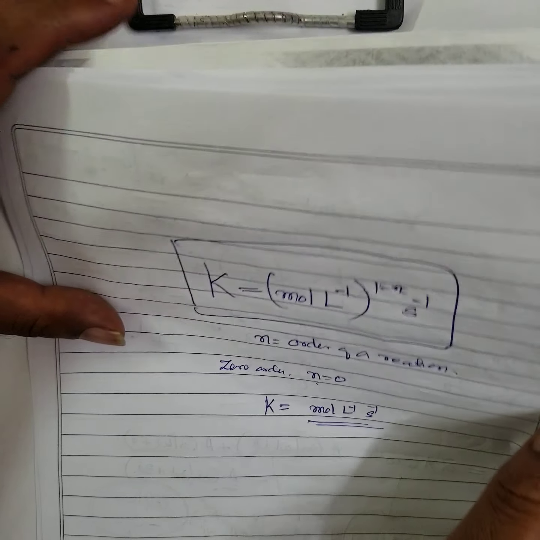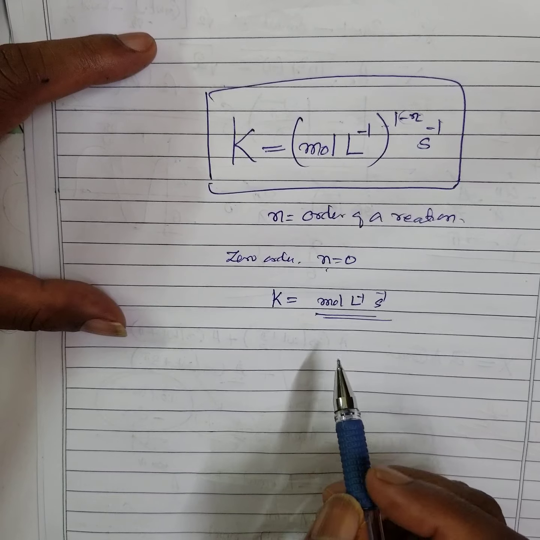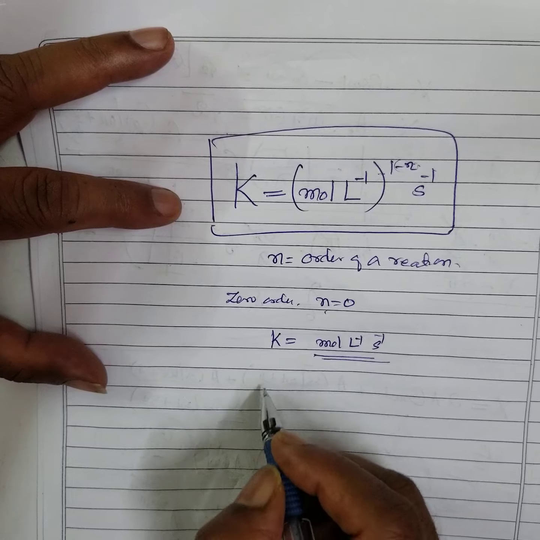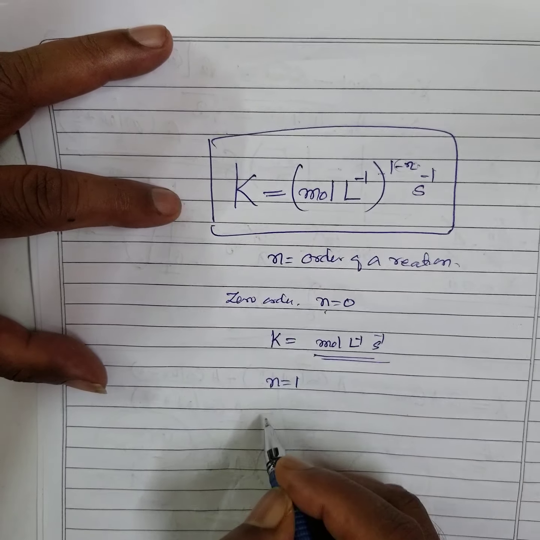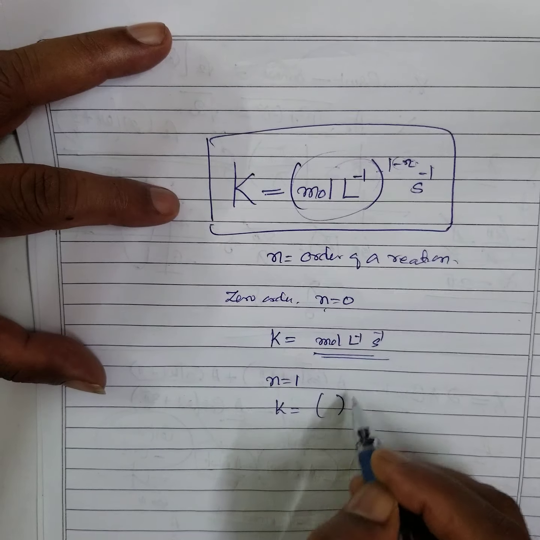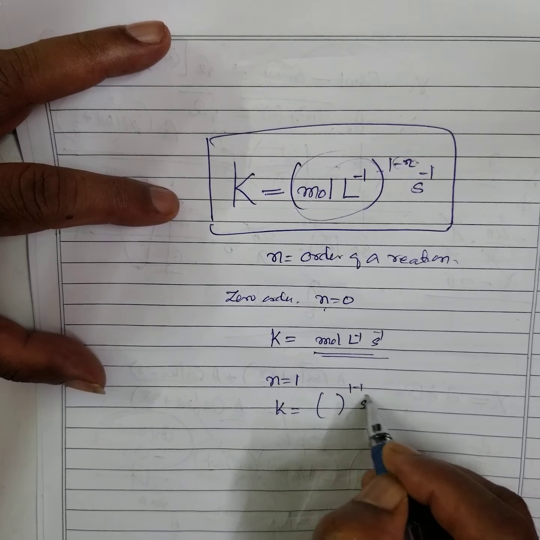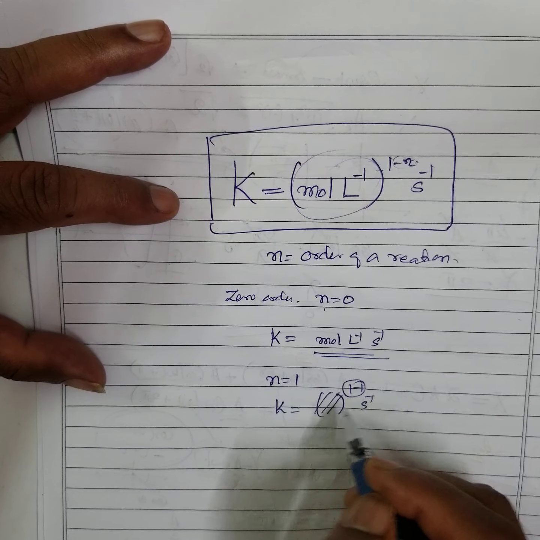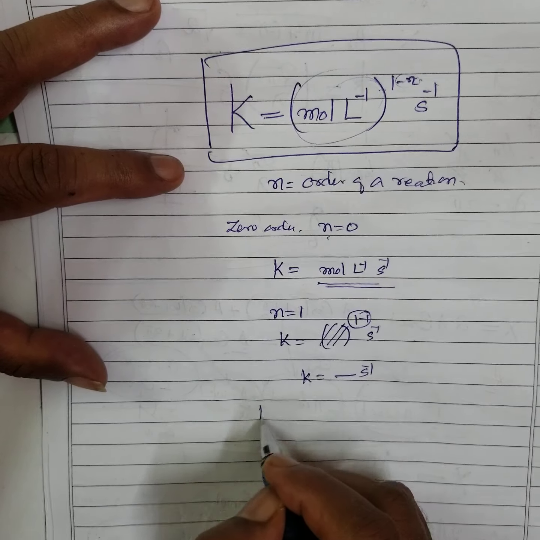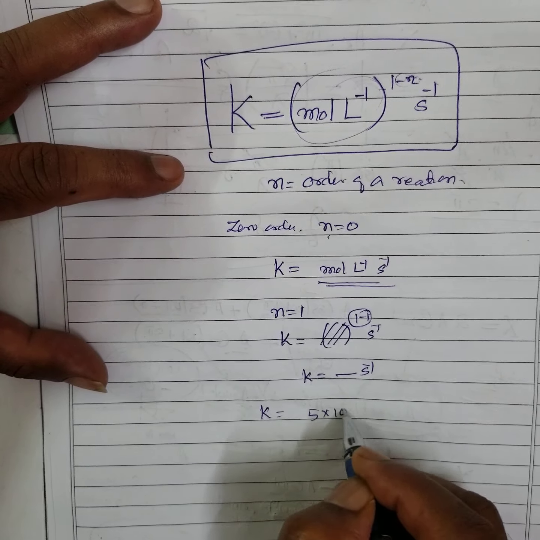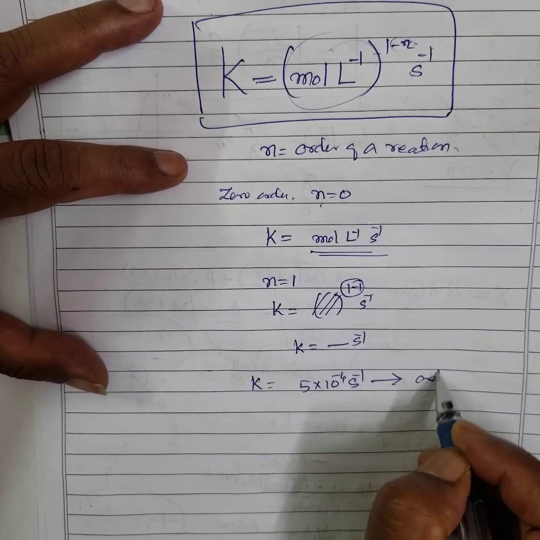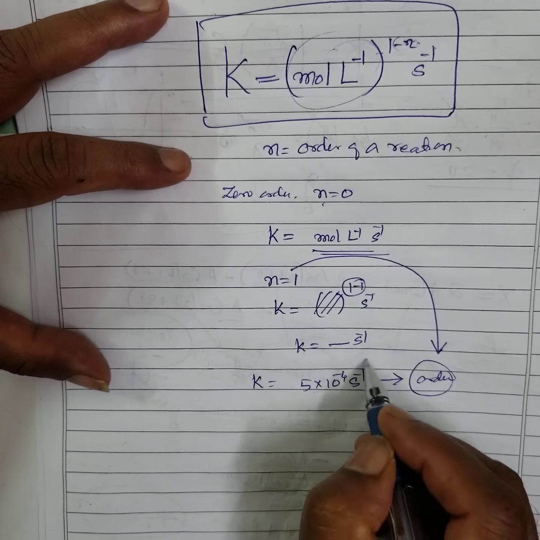Now, one thing here: if n is the order of the reaction and n is equal to 1, what will happen? The quantity becomes (mole per liter) to the power 1 minus 1, per second. 1 minus 1 is 0, and anything raised to the power 0 is 1. So K is equal to something per second. Suppose K is equal to 5 into 10 to the power of minus 4 per second. What is the order of the reaction? The order of the reaction is 1, because the unit is per second.